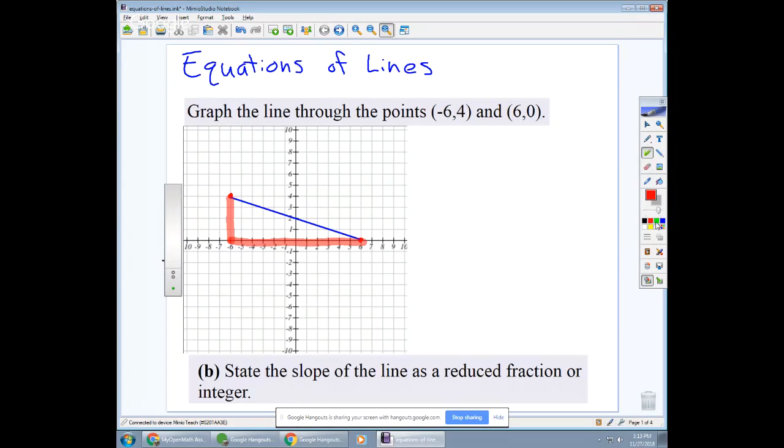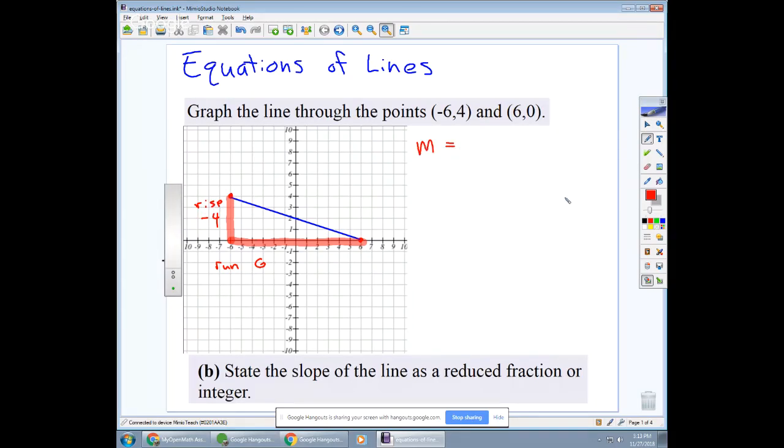So looking at the picture, you can check this with a subtraction. We were at 4, we dropped to 0, so that, oops, wrong color, there we go. It's a drop of 4. And then to the right is positive for x, so we went 6 and then another 6, so the run looks like it is 6. And that's my rise. So remember, slope, we use m for that.